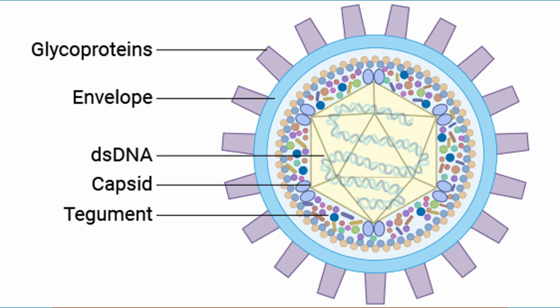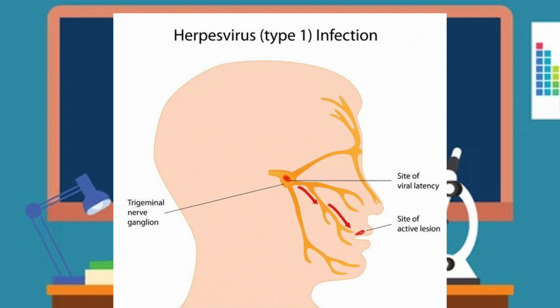Now we're going to talk about the morphology. It's a double-stranded DNA virus that contains a capsid, tegument, envelope, and glycoproteins. Now we're going to learn about the pathogenesis. This virus travels to nerve cells where it starts replicating. When HSV enters the mouth, it typically infects the trigeminal nerves. HSV then travels through your nerves to the skin or mucosa.